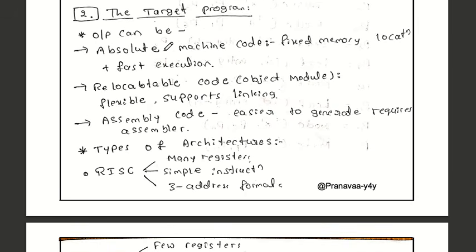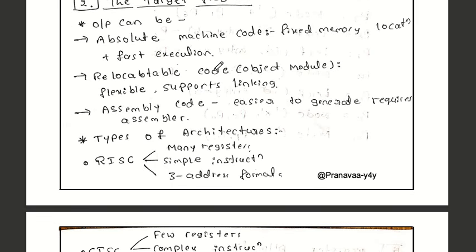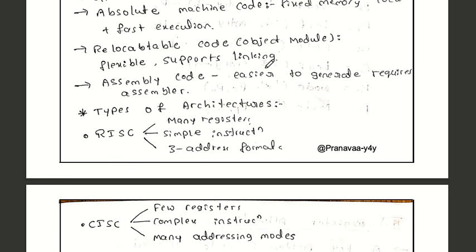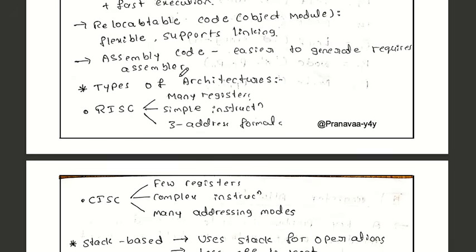So the target program, here output can be absolute machine code, fixed memory and location, plus a fast execution is there. Then relocatable code, relocatable code in the sense flexible, supports linking, all the things are there. Then comes the assembly code, easier to generate.